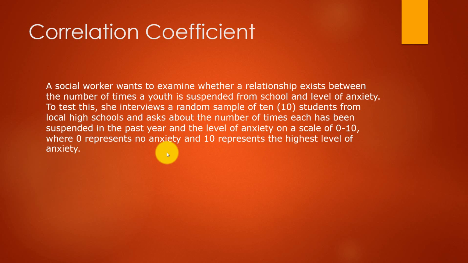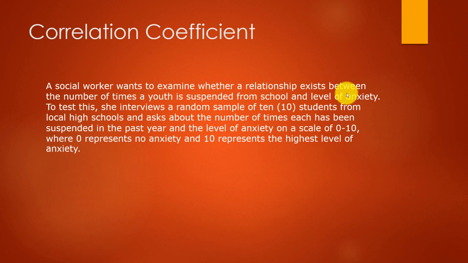And you can imagine, again, why this is a correlation coefficient problem. We're talking about a relationship, not an average. Okay, that's one thing. And the other thing is we have two variables here. The first is the number of times suspended, and the second is level of anxiety.